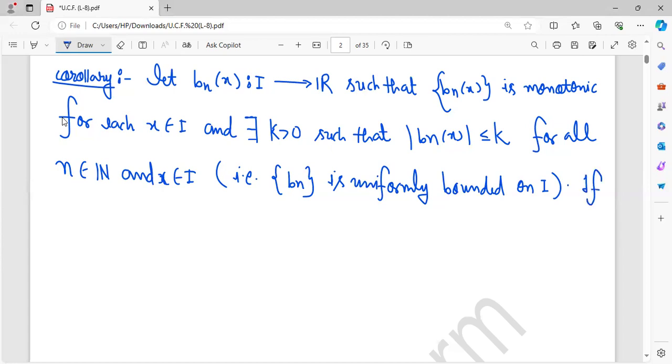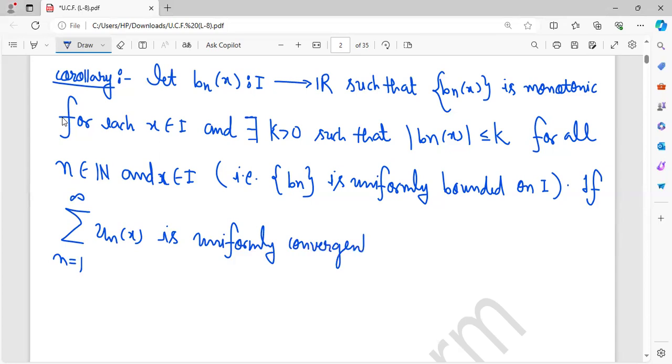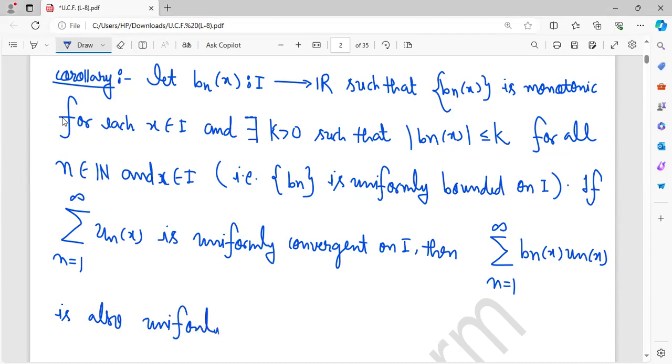If this series sum of u_n(x) is uniformly convergent on I, then the summation n goes from 1 to infinity of b_n(x) u_n(x) is also uniformly convergent on I.